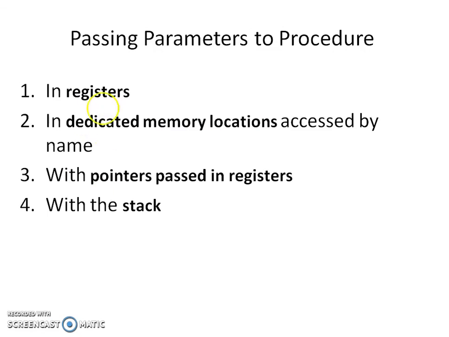Coming to passing parameters to a procedure, you can pass parameters using registers, dedicated memory locations, pointers passed in registers, and the stack. Whenever you want to pass a large number of parameters, you can use pointers, and whenever a limited number of operands, you can use registers, because register size is limited. Dedicated memory locations have the drawback that whenever you change the location contents, it gets reflected in the mainline program. The stack also has some advantages, and depending on the scenario, you can use one of these ways to pass parameters to the procedure.